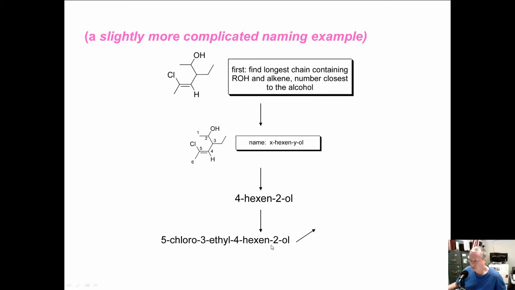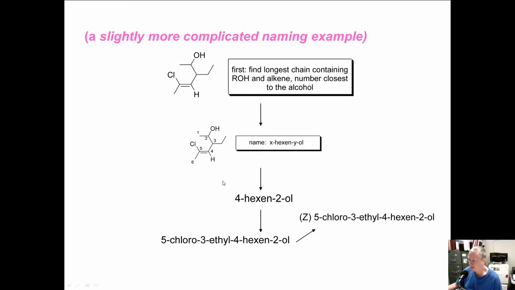And is this E or Z? So we look at the left side of the alkene. I'm like, oh yeah, chlorine wins over methyl, right? Now I look at the right side of the alkene. Hydrogen or this crazy thing? What do you think? The crazy thing wins. So it looks like they're on the same side. So Z: Z-5-chloro-3-ethyl-4-hexen-2-ol.